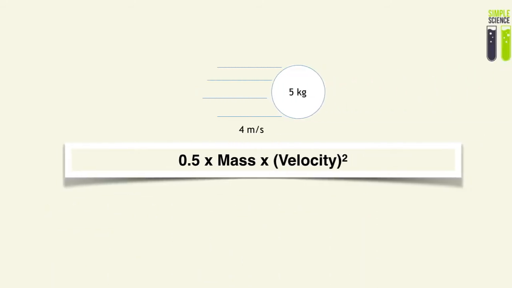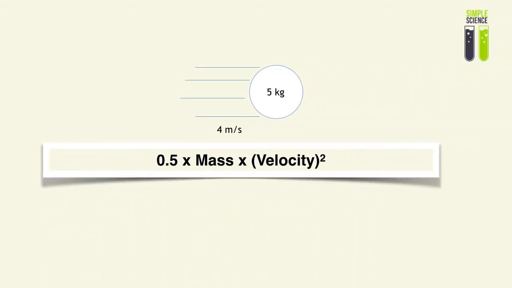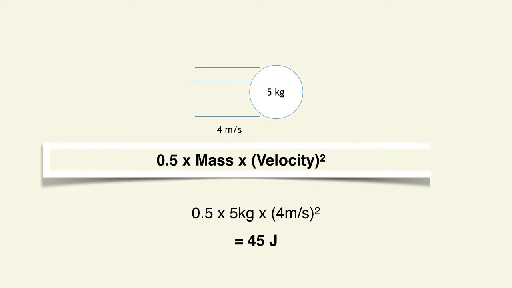So if an object has a mass of 5 kilograms and has a velocity of 4 meters per second, then its kinetic energy is equal to 40 joules from 0.5 multiplied by 5 kilograms multiplied by 4 meters per second, and that thing squared. Okay?